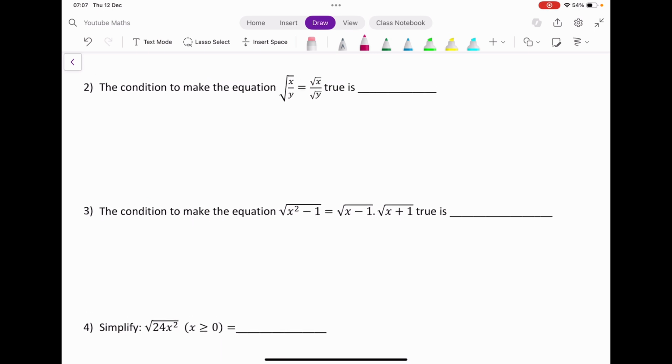Looking at number 2, we've got the same principle. If we look inside our roots, we've got X has to be greater than or equal to 0, but Y, you can't have a fraction with 0 as the denominator. So therefore Y cannot equal 0, but it has to be greater than 0 in order for it to work.